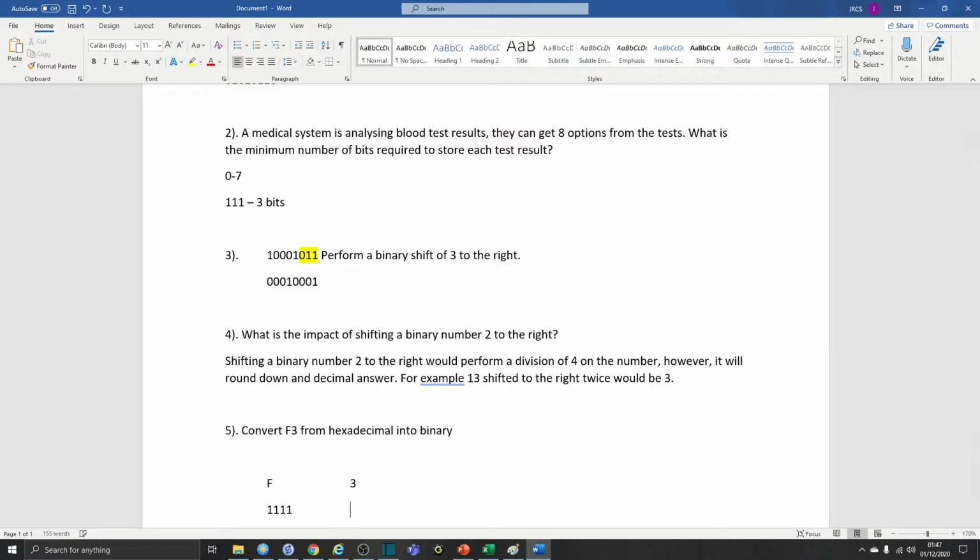I'm not going to do that because I want to speed up. So 3 is going to be 0, 0, 1, 1 because it goes 1, 2, 4, 8. And so that would obviously be your answer like that. You don't need that bit. But obviously you can have working out.